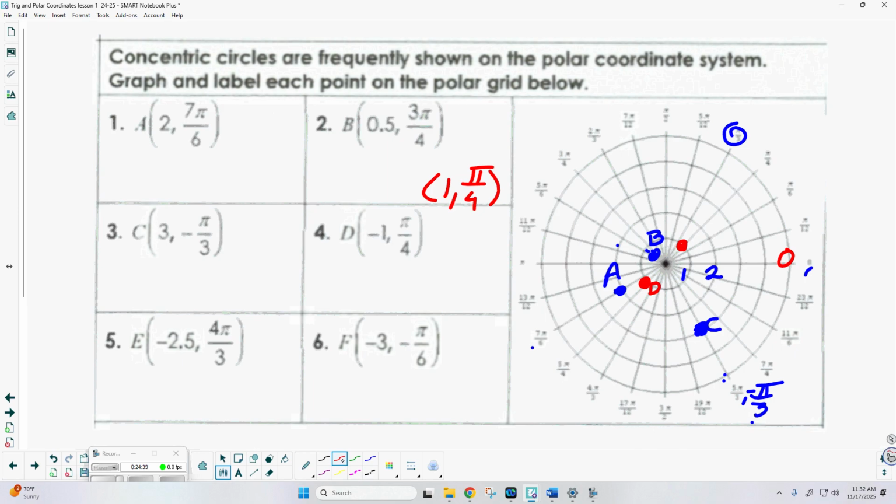Okay. So now let's try E. Negative 2.5, 4 pi over 3. What quadrant do you think that'd be in? That would be in quadrant 2, even though I have the angle 4/3 pi. So I'm going to come around over here. Here's 4/3 pi. But negative 2.5, I won't go towards it. I'm going to go in the opposite direction. So that's going to be 2.5. So that's going to be E right here.